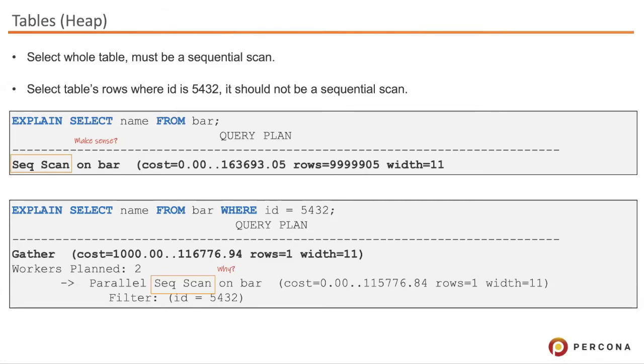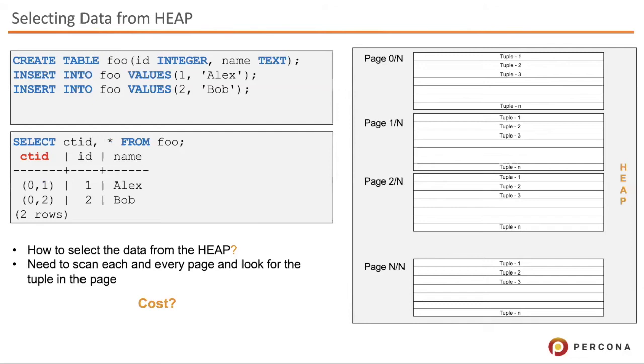But why? In the previous query, the query is selecting all the names from the bar table, so it makes sense to sequentially scan the whole bar table. But in the second query, where ID is equal to 543, it doesn't make sense to fully scan the table, because we need specific information. There is no need to read the whole table. So here is a more graphical representation of what I'm saying, with an example. Maybe it will be more clear for you to understand what the problem is.